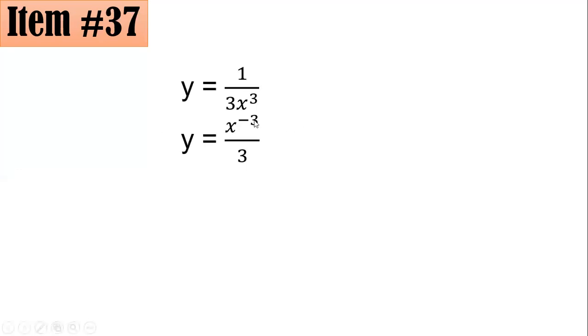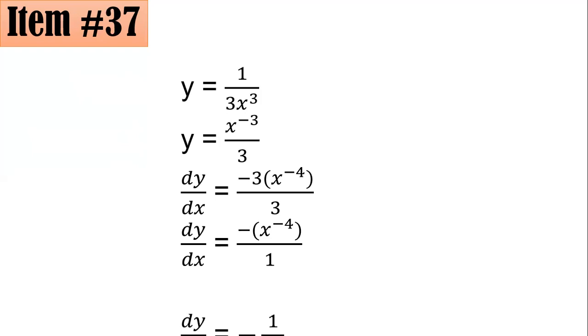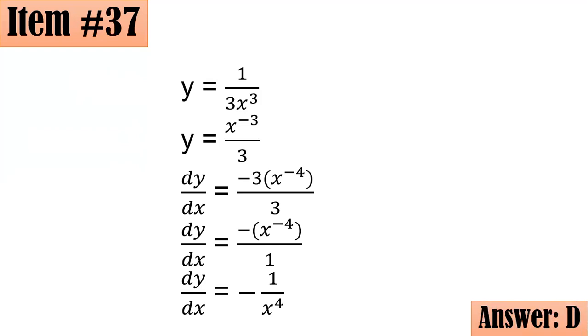For the numerator, the negative 3 will go in front, so negative 3, x raised to the exponent subtracted by 1, x raised to negative 4, all over 3. We could see that negative 3 over 3 will be negative 1. But the x raised to negative 4 in the numerator, by using the laws of algebra, will become x raised to 4 in the denominator. Hence, the correct answer here is negative 1 over x to the 4th power. And if you answered D, great job.